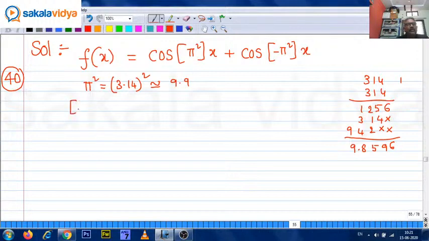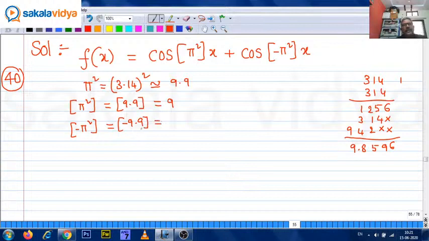So now the integral part of pi square. The integral part of pi square is the integral part of 9.9, whose value is 9. Now the integral part of minus pi square. The integral part of minus 9.9 must be less than x. Less than x means the integer is minus 10, you need to take minus 10. Greatest integer function means only the integral part. 9.9 we can write as 9 plus 0.9. So what is the integral part in this one? 9. So you get 9. This is the concept. Okay.